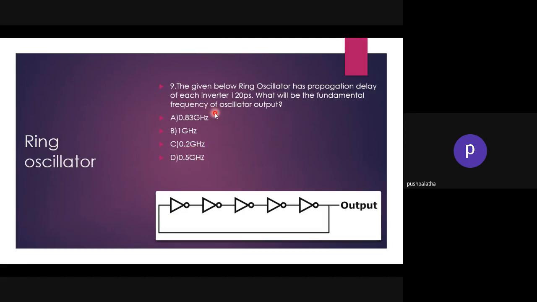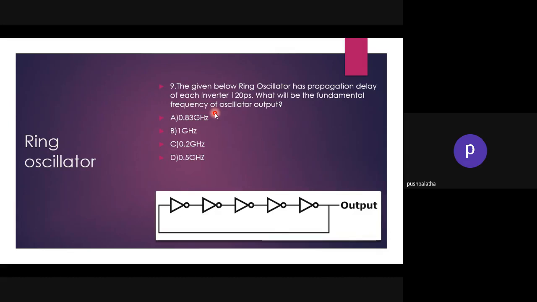So what will be the fundamental frequency? They have given the propagation delay. Frequency is the inverse of time, so it is inversely proportional to time. Here the delay value is given as 120 picosecond. But it is given as a ring oscillator, and here how many inverters are given? Five inverters. So how will you calculate the delay? For each and every inverter, it is 120 picosecond.